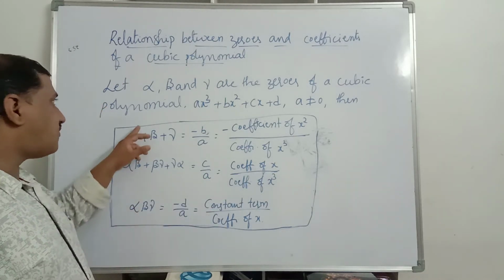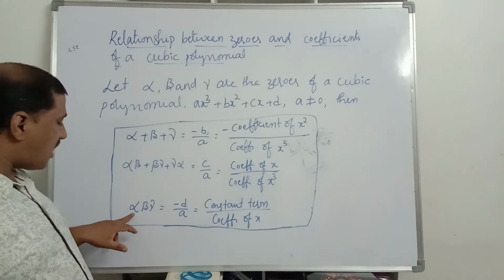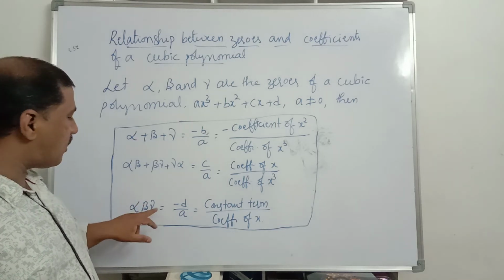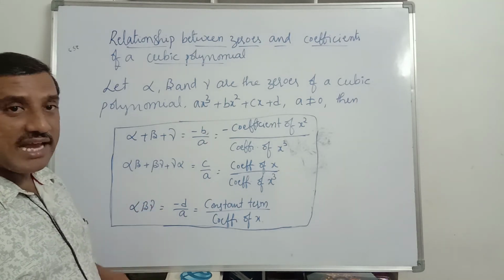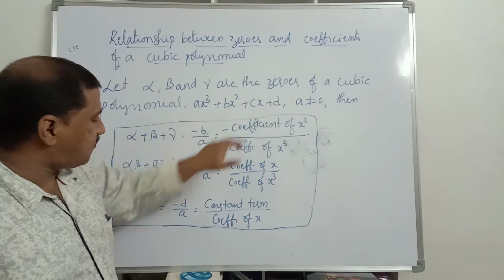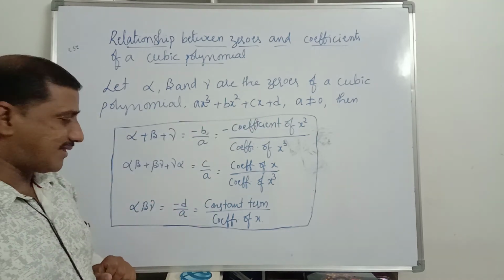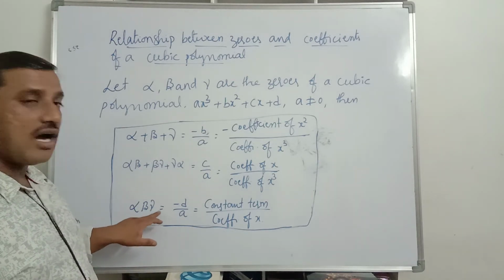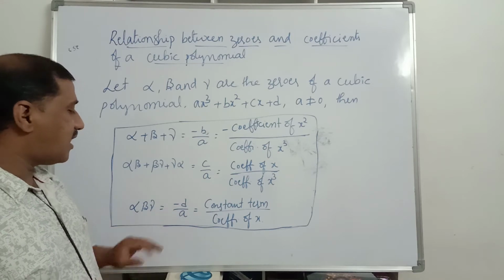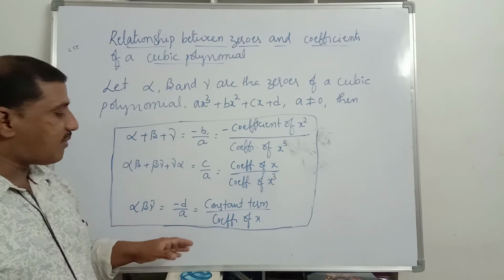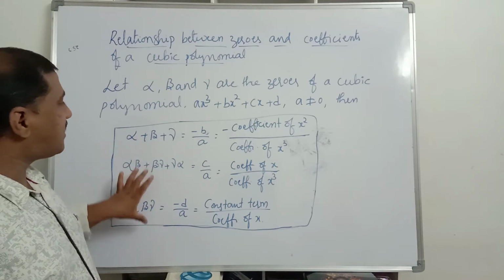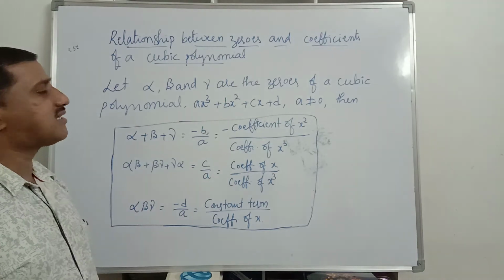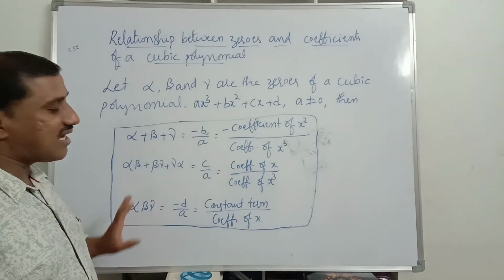Now the product of the 3 zeros of the cubic polynomial, that is alpha into beta into gamma, is equal to minus d by a, where d is the constant term and a is the coefficient of x cube. Therefore, the product of the three zeros is equal to minus the constant term divided by the coefficient of x cube. So this is the relationship between the zeros of the cubic polynomial and its coefficients. Is it clear, children?